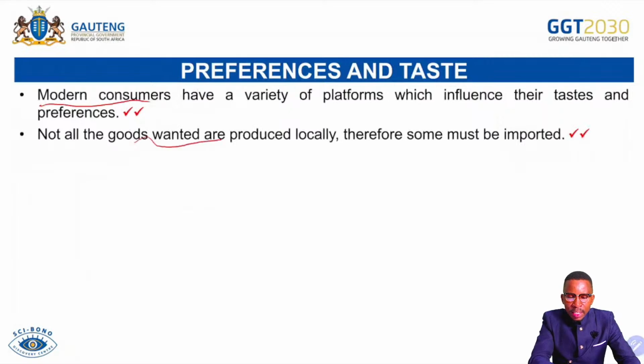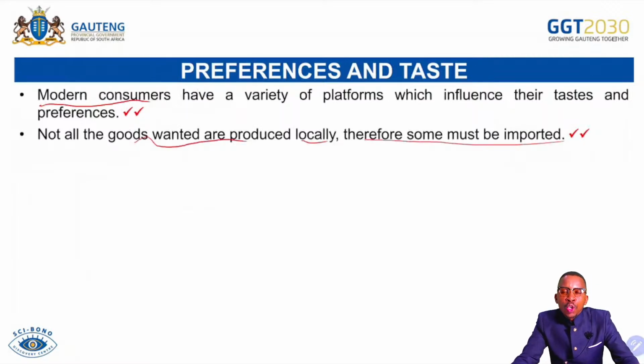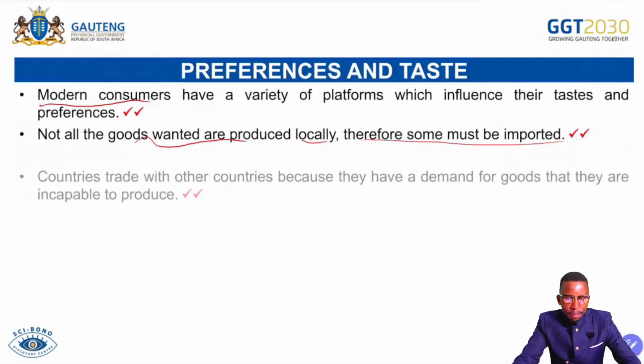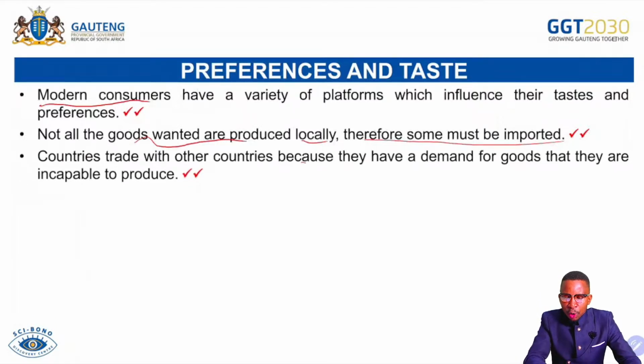Not all goods wanted are produced locally. Therefore, some of them must be imported. That's because of lifestyle. People prefer different things with their money. So they cannot be restricted to demanding only locally produced goods and services, because they want to improve their standards of living. Countries trade with other countries because they have demand for goods that they are unable to produce.